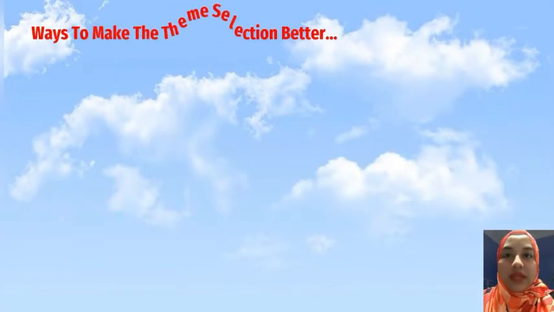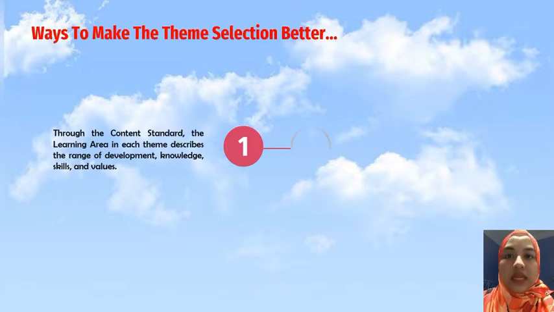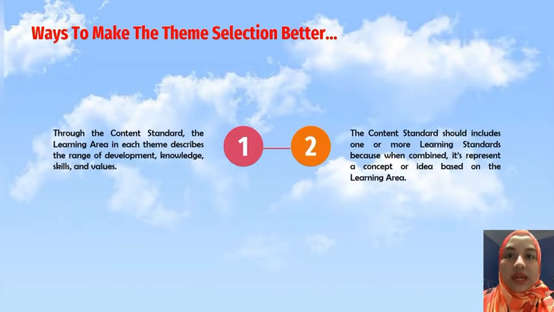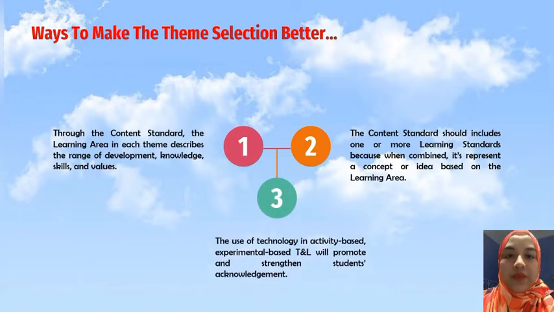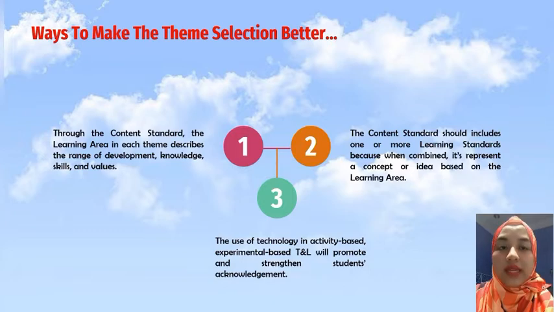Ways to make the theme selection better, in my opinion, first, through the content standard, the learning area in each theme describes the range of development, knowledge, skills, and values. Second, the content standard should include one or more learning standards because when combined, it represents a concept or idea based on the learning area.